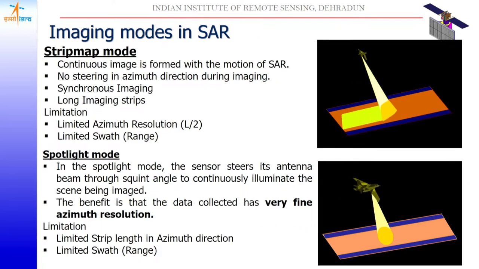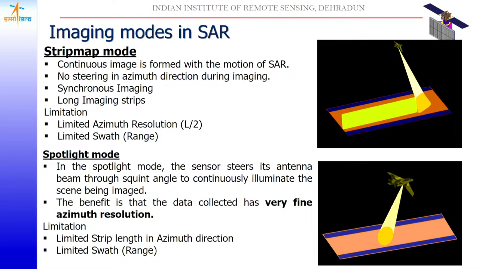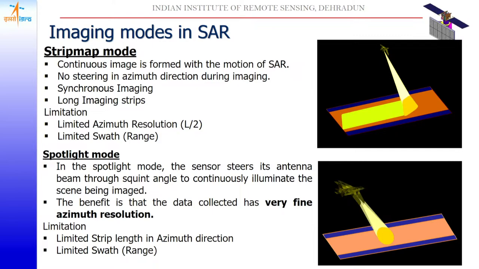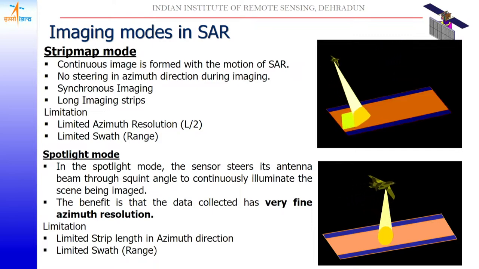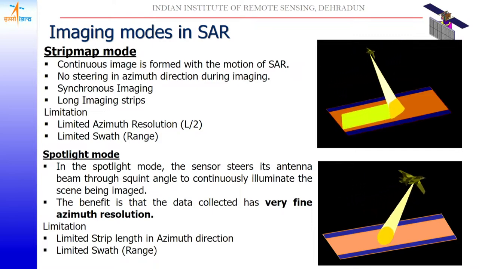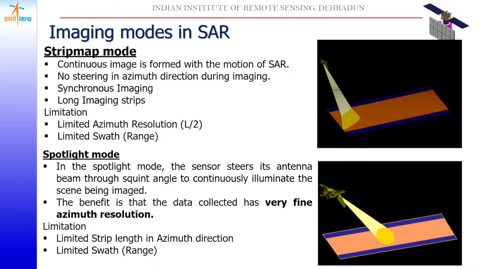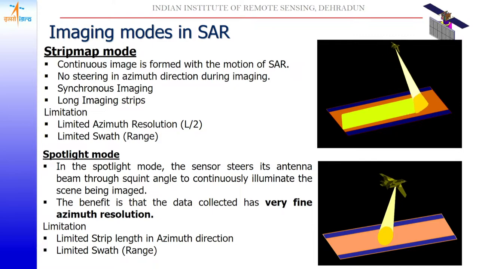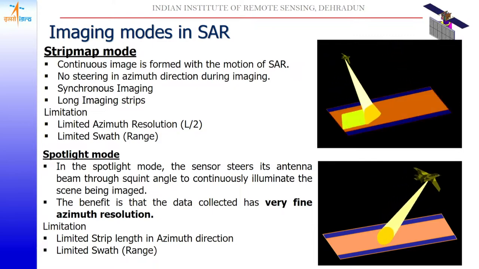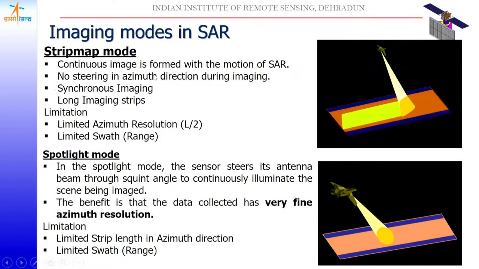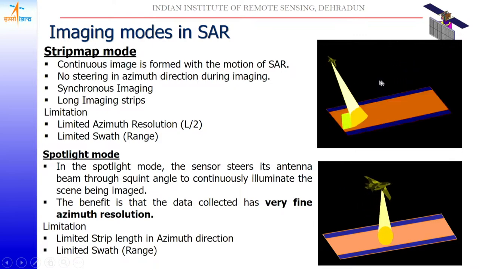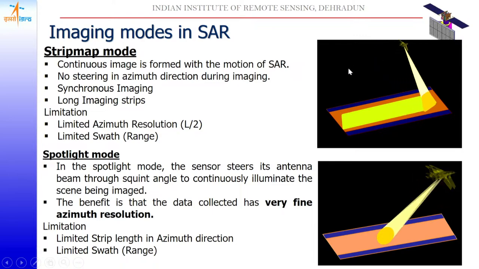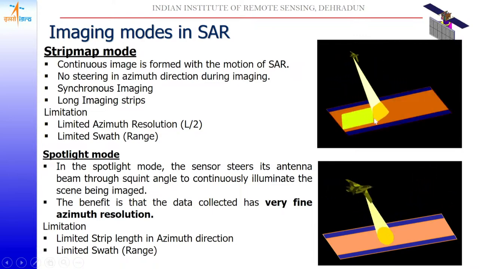So what are the different imaging modes in SAR? Classically, we have three major modes of the SAR. One is called the strip map, second is called the spotlight, and third is called the ScanSAR. So what is the strip map mode? In the strip map mode, a continuous image is formed with the motion of the SAR. You can see here, this SAR is moving and it is having a continuous strip.